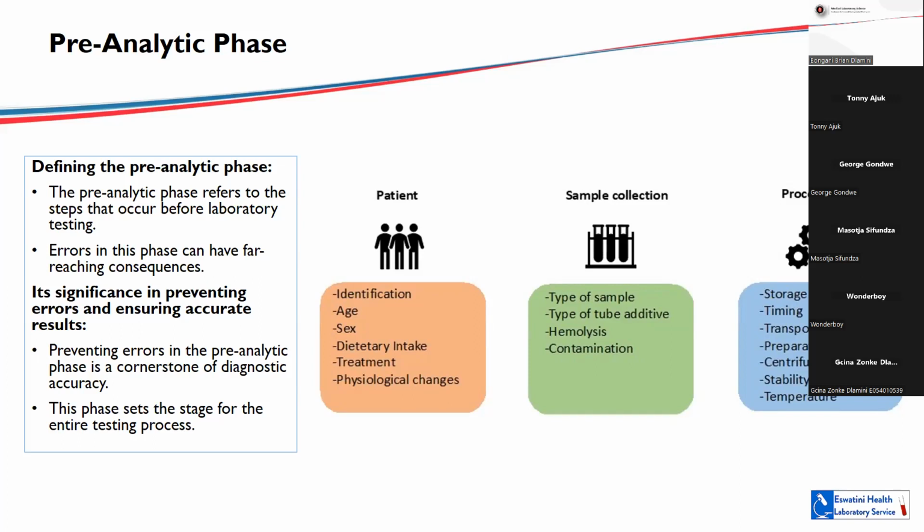Then what is the significance of preventing these errors? By preventing these errors, we will be sure that we are producing accurate results. And this pre-phase sets the stage for the entire testing process. It's basically the foundation of the laboratory. So let's look at the errors that actually occur in the pre-analytical phase.